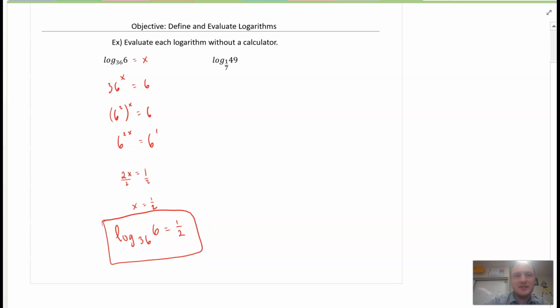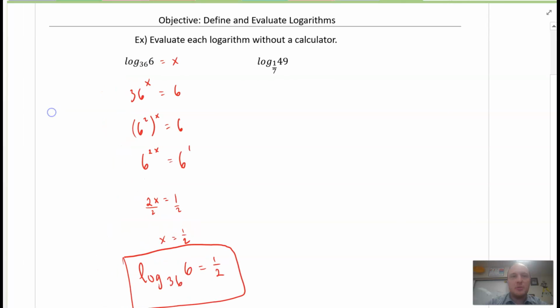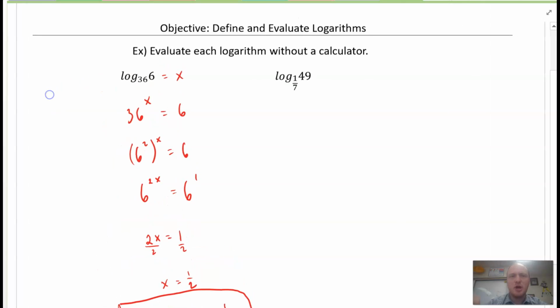Okay, let's look at another example. We have log base 1/7. Who even uses that? Nobody, except these problems. Log base 1/7 of 49. I'll set this equal to y. So we have 1/7 to the power of y is equal to 49.